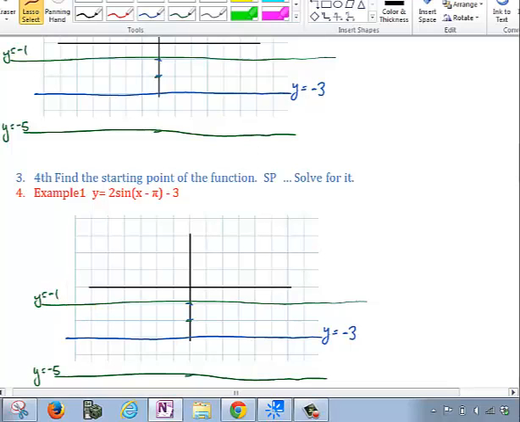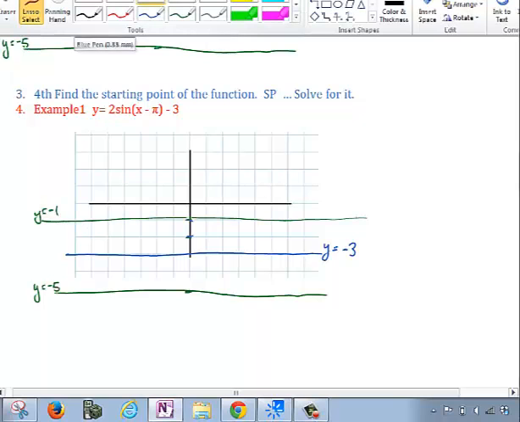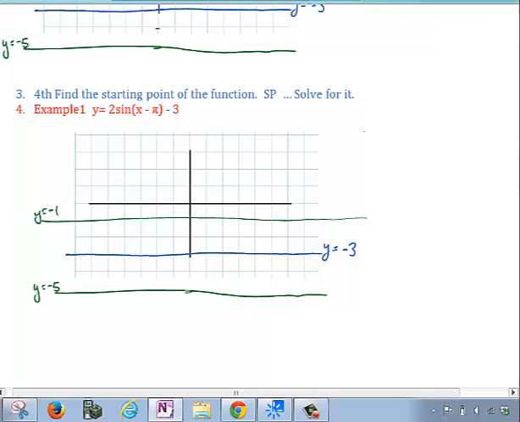We want to find the starting point of the graph. Now, the starting point is a brand new equation, so I'm going to detail that equation. So this is something you want to take notes of. The starting point is calculated really, really easily.